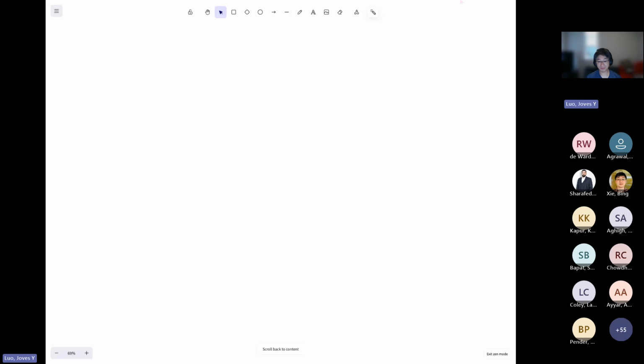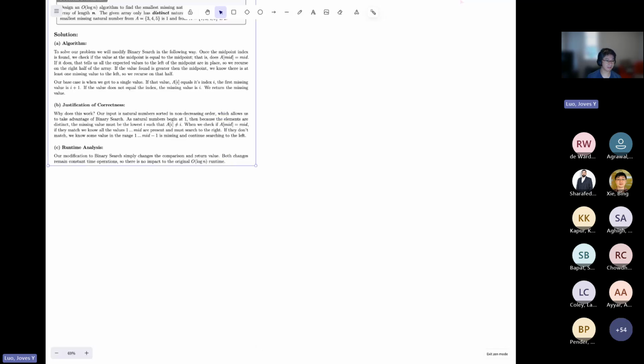Okay. I'm going to paste the entire problem and just talk through it. I think this one is actually relatively simple, so we don't need to separate the two. Okay.